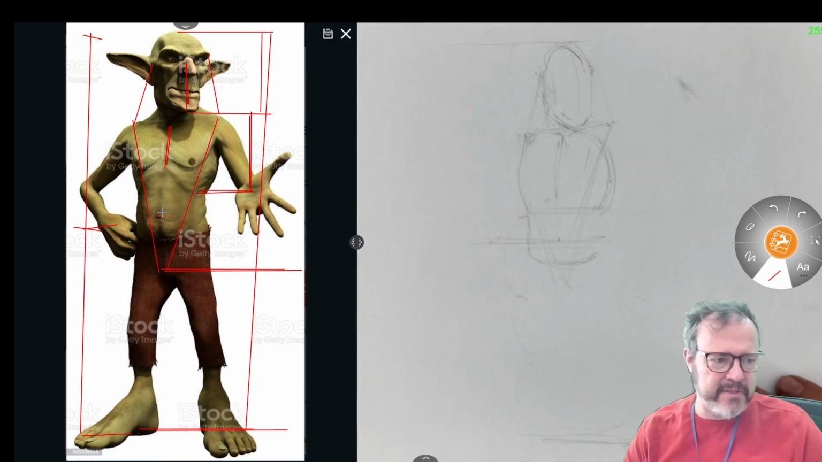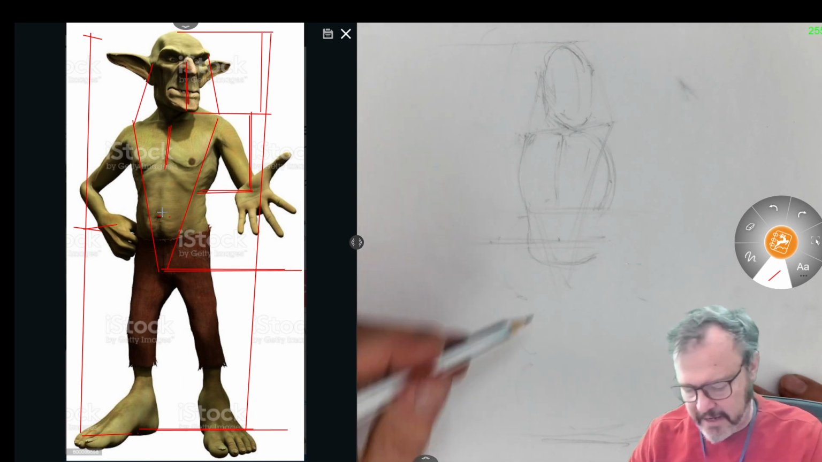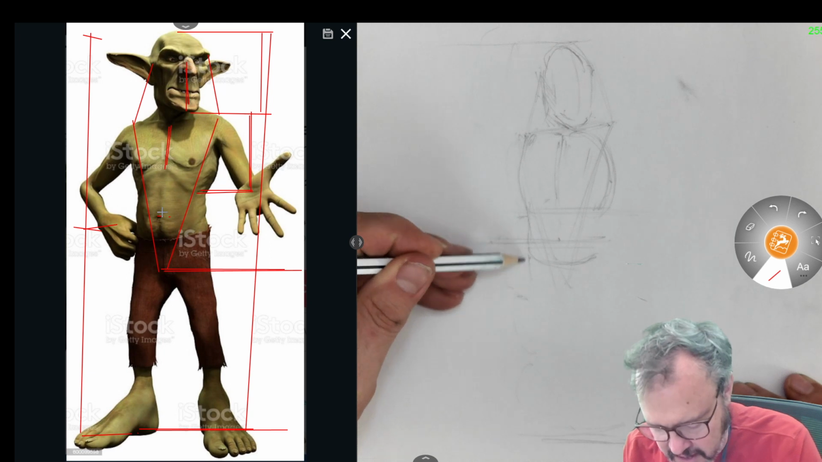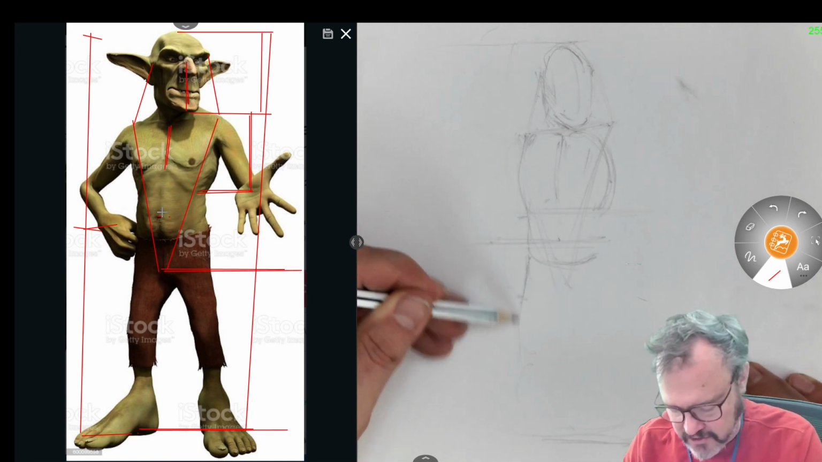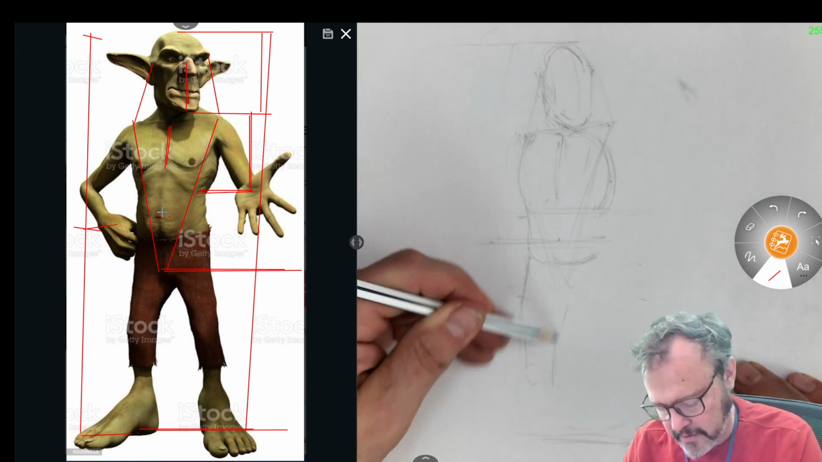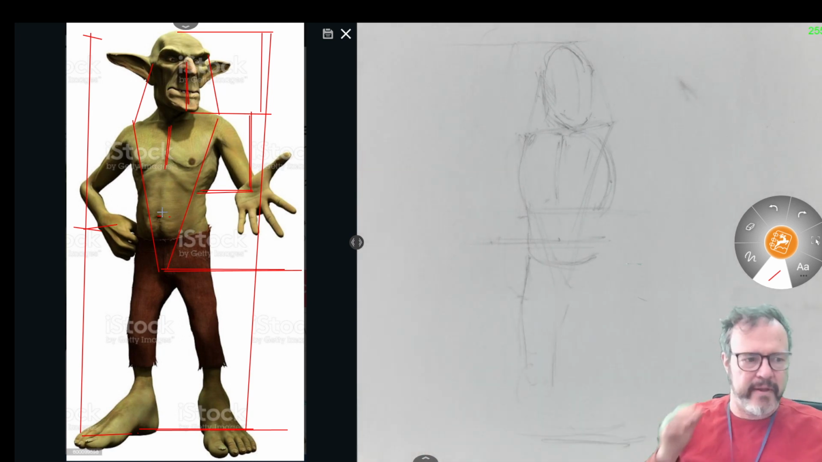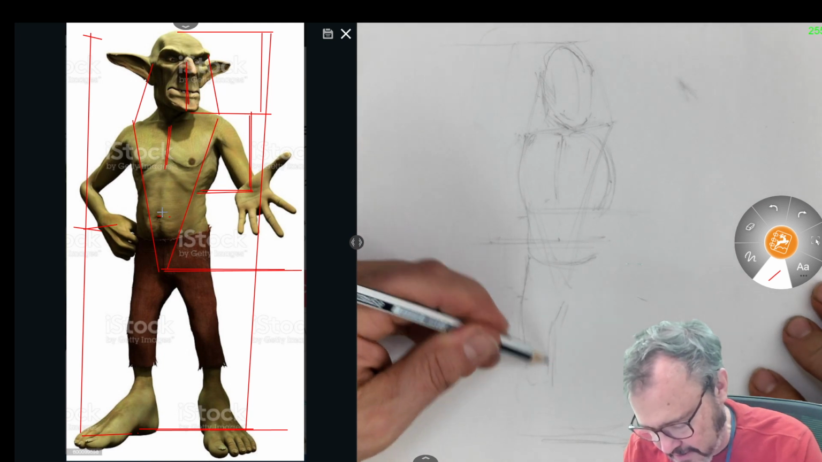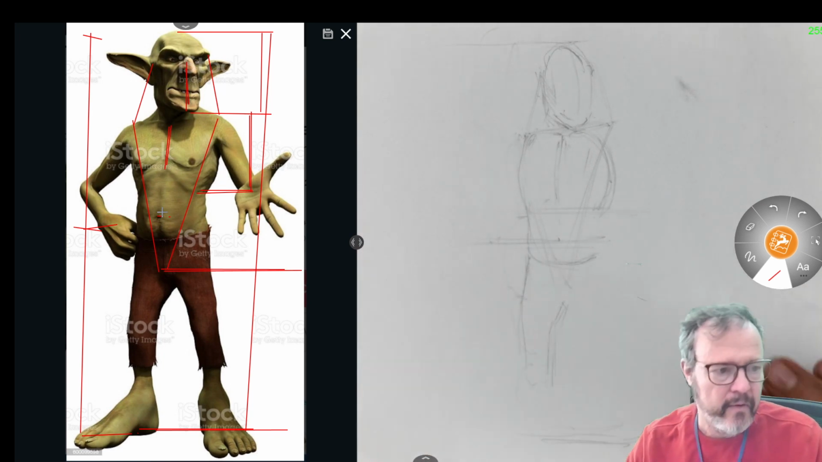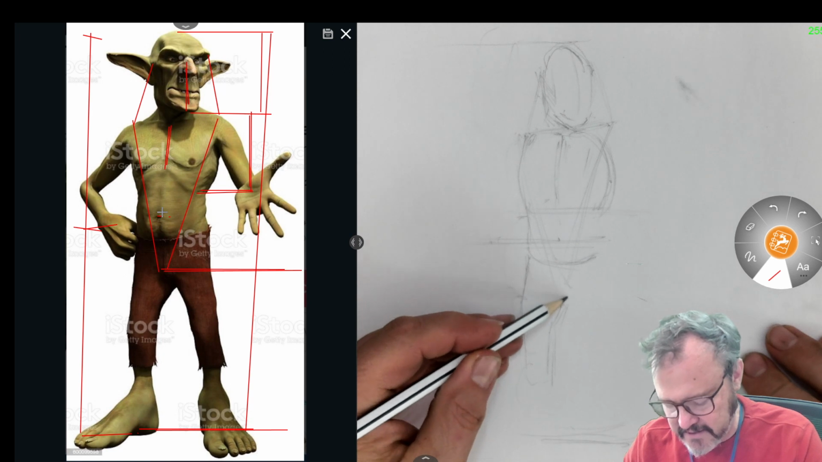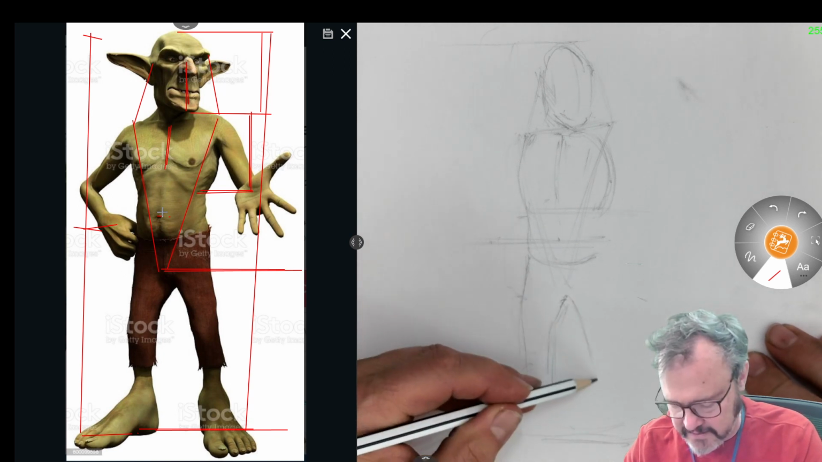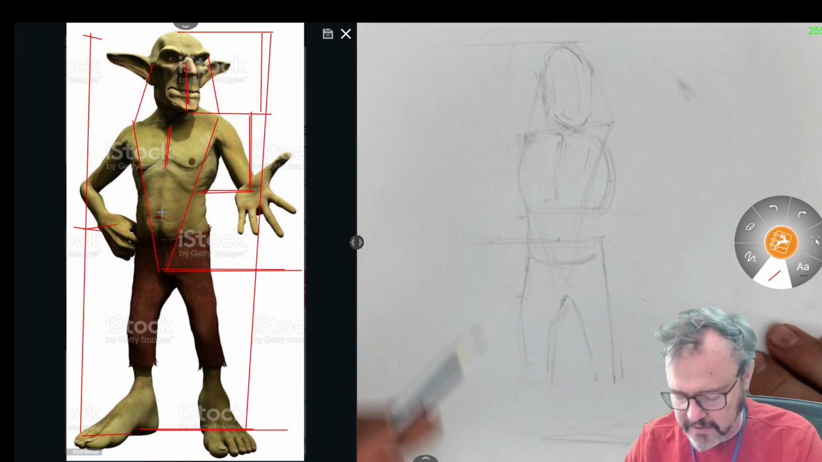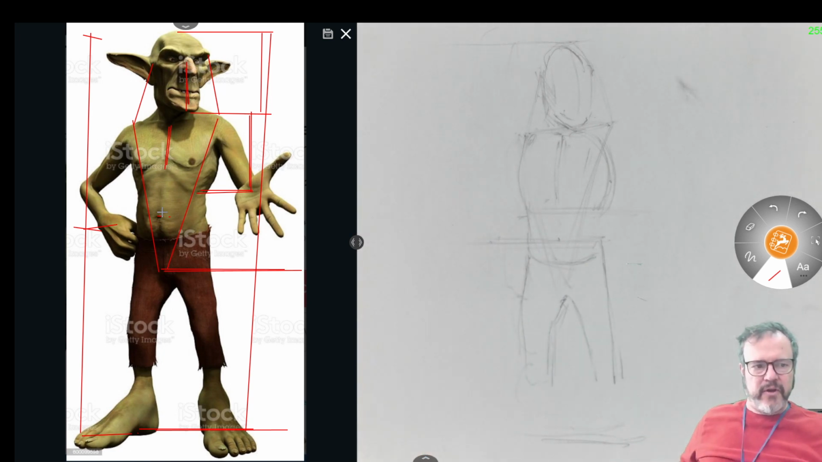I'm not going to do arms until I have legs, and this is not a classic contrapposto pose. He's a little bit of a bow-legged little goblin, and that means his stance, he has a very open stance, and he's really distributing his weight onto both legs equally. Can you feel that?